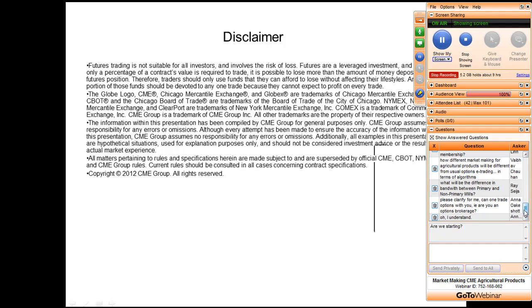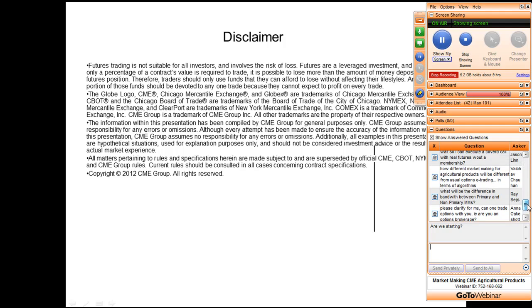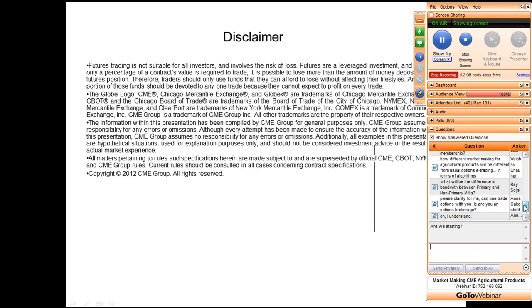Okay, good. I see we answered your question. I haven't seen anything new. Oh, where are we looking here? The first question: how different is market making for ag products than the usual options in terms of algos? Yeah, that's a very generic question. I'm not sure exactly what that means. Both myself and Ankita, you have our contact information, and anyone's certainly more than welcome to get a hold of us and ask us any follow-up questions.